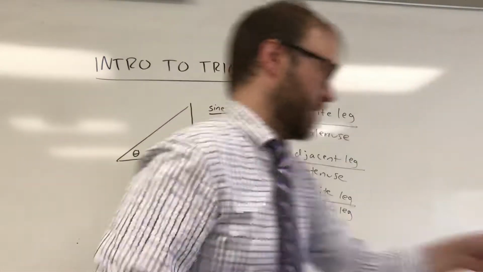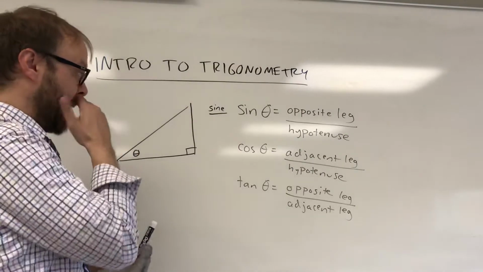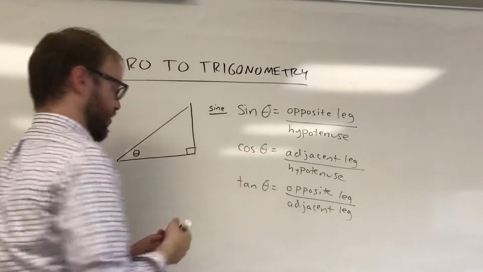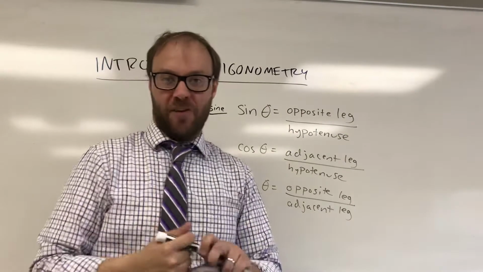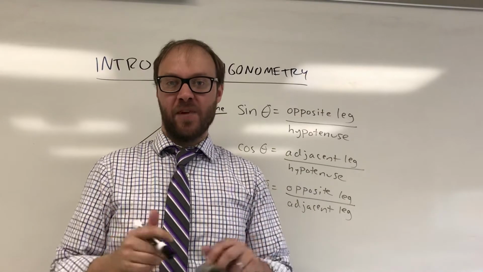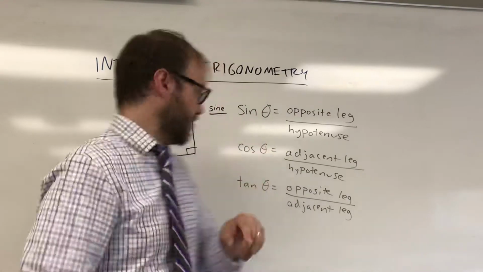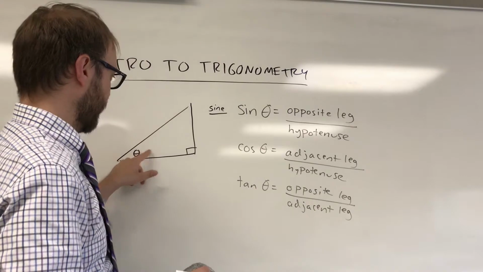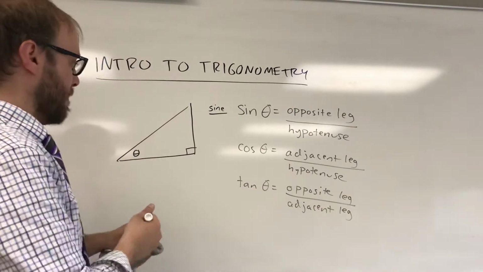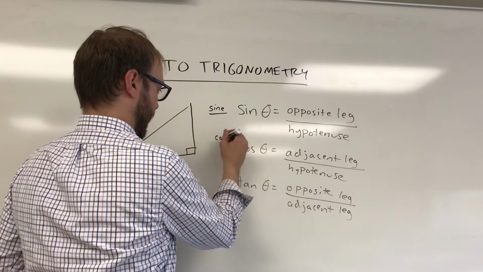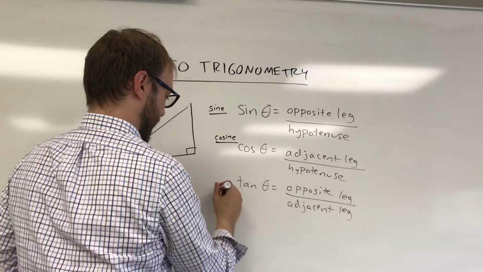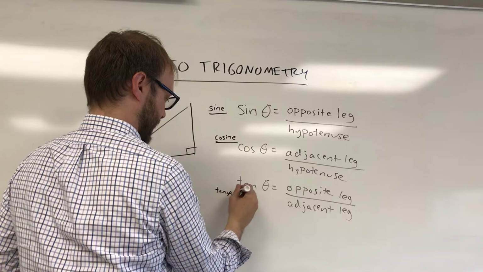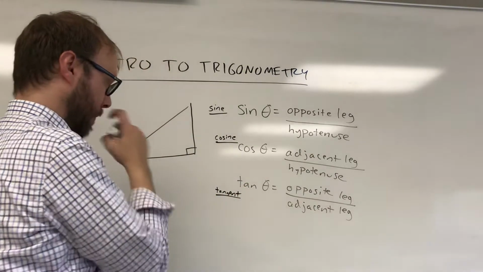Now these labelings. When I'm talking about opposite and hypotenuse, you have to start with an angle, and this changes depending on which angle you're using. It's always going to be one of the two acute angles in the right triangle, so either this one or this one. By the way, cosine is spelled this way, and tangent, T-A-N-G-E-N-T, if you want the full word.